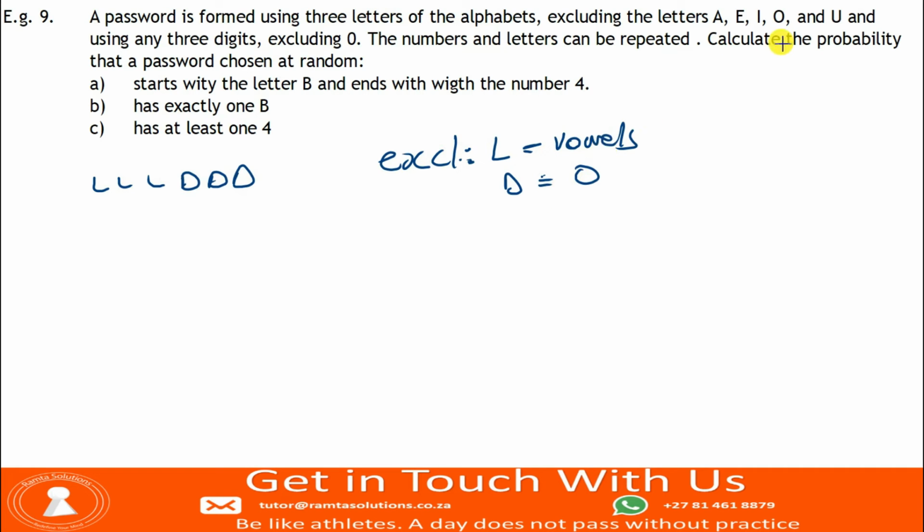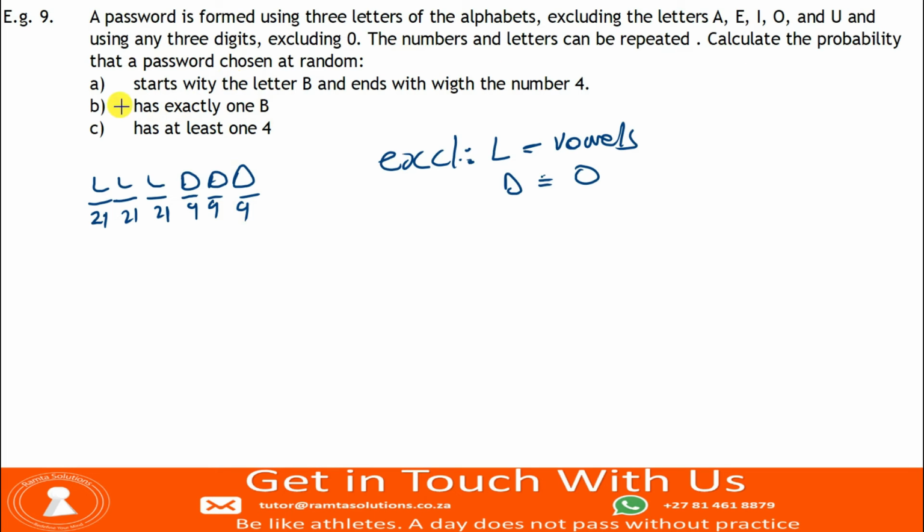Okay, so that means the numbers and letters can be repeated. If they can be repeated, what do we have? We have, let's see, A, E, I, O, and U excluded. So this means you have 21, 21, 21, 9, 9, 9. Okay, that's fine. Now let's see.